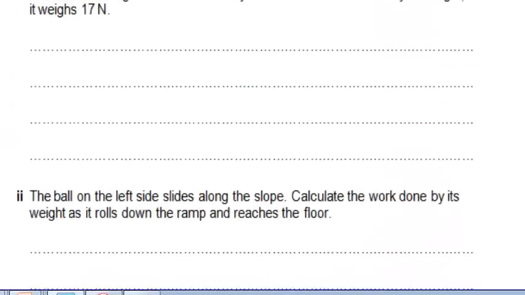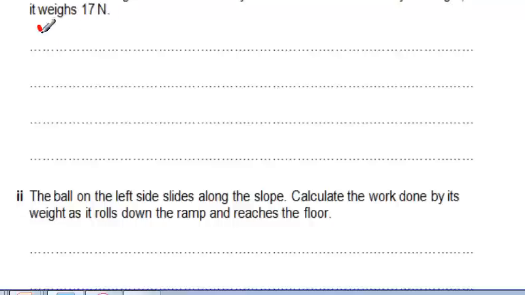Another question here, it says the diagram below shows two identical balls on top of a ramp 2 meters above the ground. So here's our ramp, here's our balls 2 meters above the ground. It says these questions are about the work equation, so we've obviously put that earlier. It says the ball on the right side falls vertically. Calculate the work done by its weight if it weighs 17 newtons.